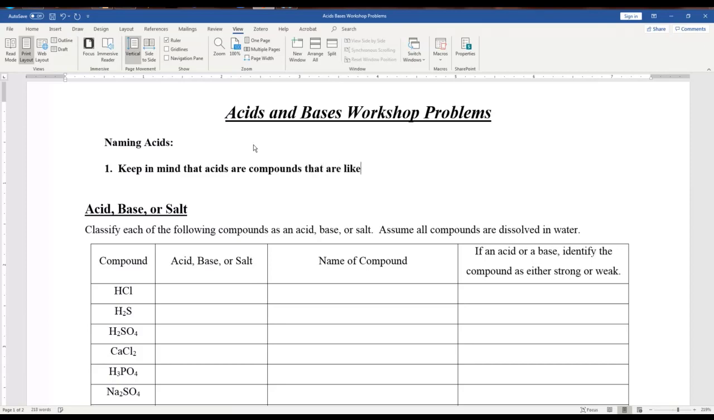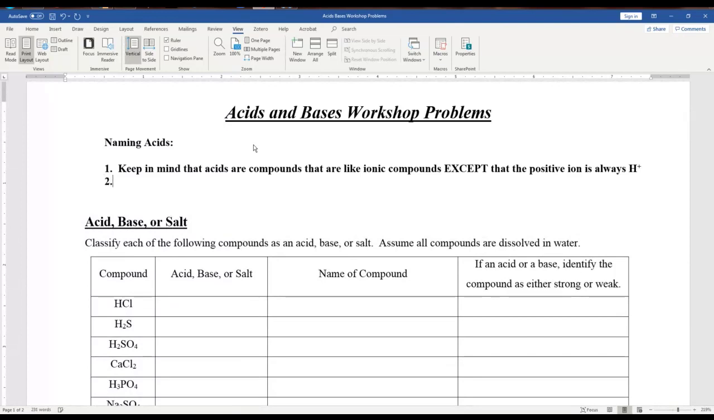that are like ionic compounds, except that the positive ion is always H plus. Acids are compounds that are like ionic compounds, except the positive ion is always H plus. So they have a positive ion and a negative ion.